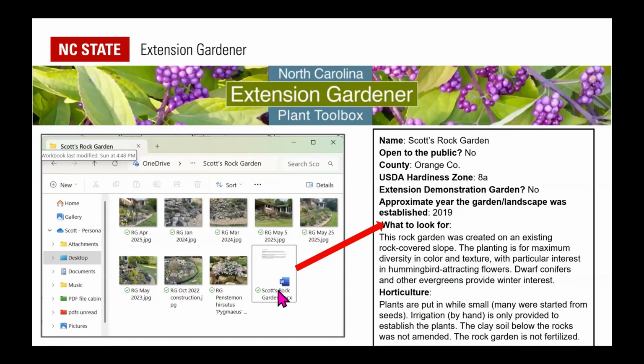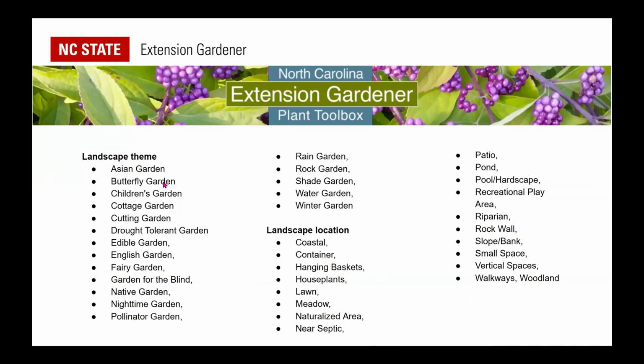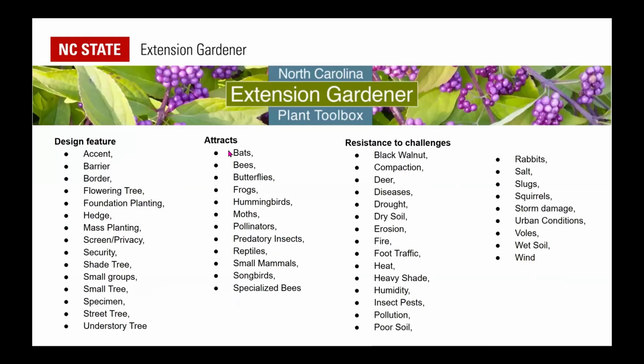And then I need a document file. In that document file, I need all the information about the garden, whether it's open to the public, the county, the hardiness, what to look for, the horticulture, everything. Furthermore, I need all these choices. Remember I showed you those filters in the left-hand sidebar? These are the choices that are available for the landscape theme, the landscape location, the design feature, what it attracts, and resistance to challenges. These are the choices that are available.